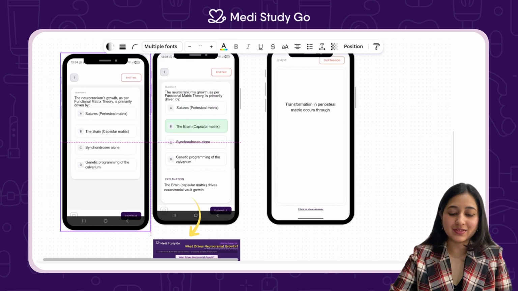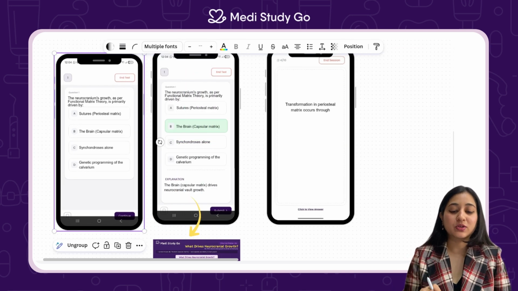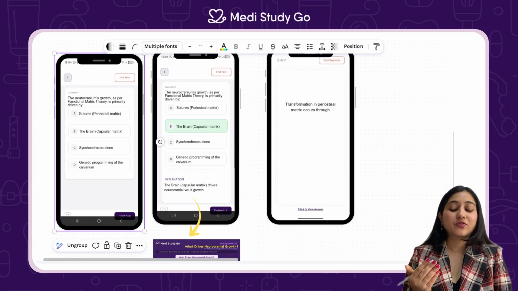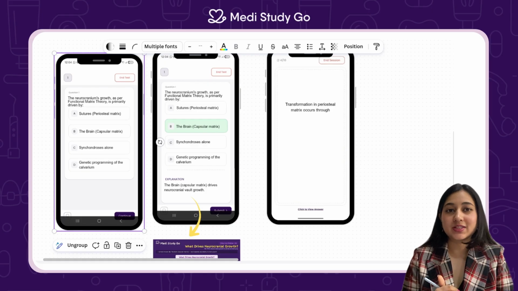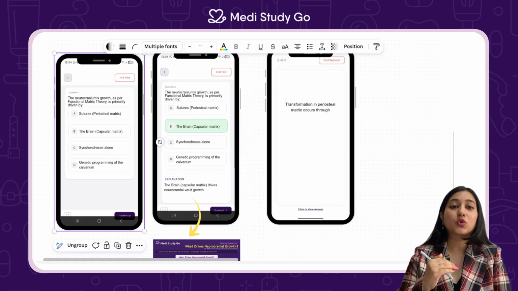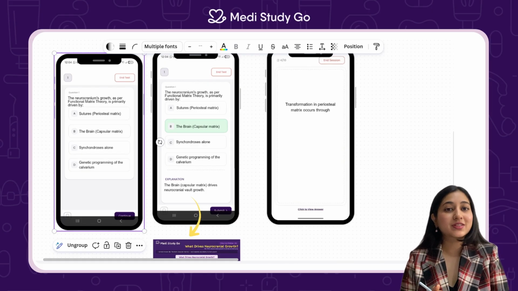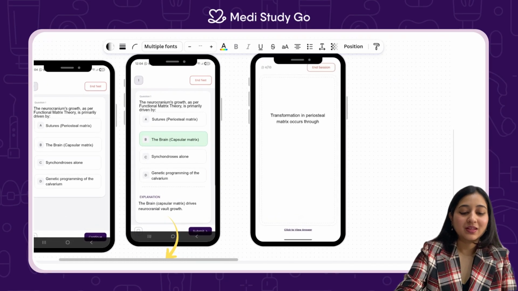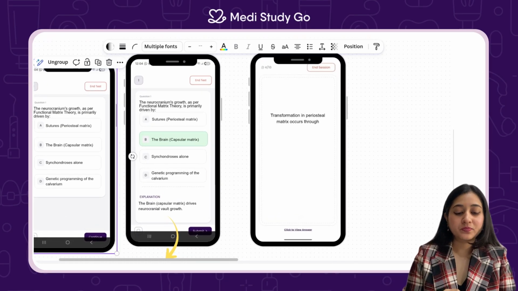And the answer is the brain, which is the capsular matrix, which is precisely what we studied. Capsular matrix is a non-skeletal structure, and first the change will occur in the non-skeletal structure, and that is going to influence the growth in your skeletal structures. So option B is the correct answer. Let's move on to the flashcard.